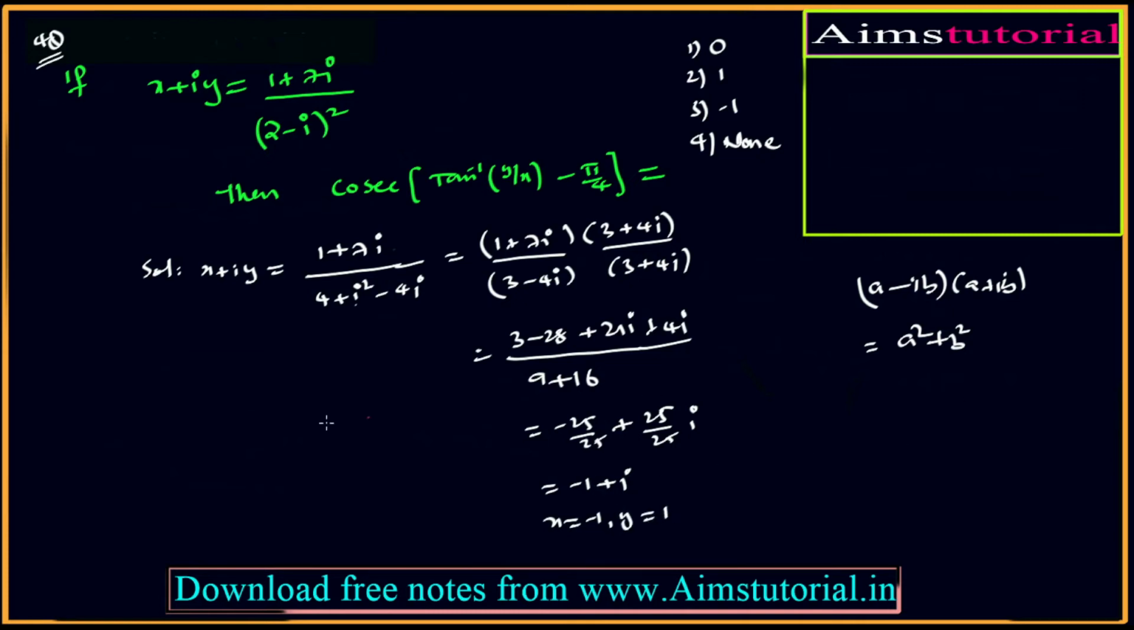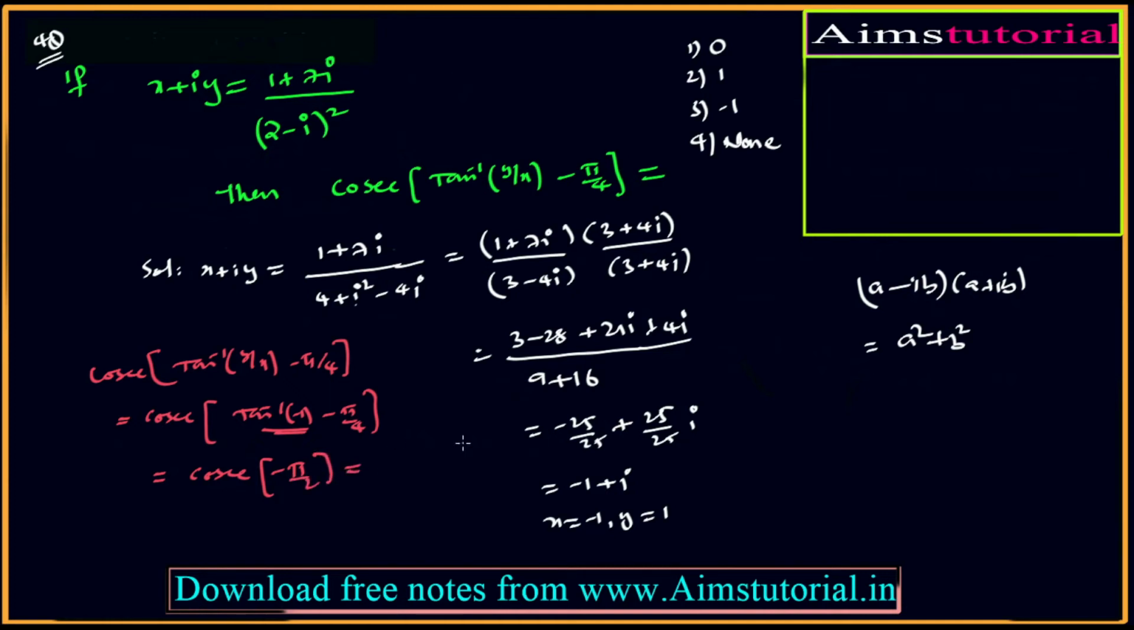Now we have to find cosec of tan inverse of y by x minus pi by 4. So this will become cosec of tan inverse of minus 1 minus pi by 4. Tan inverse of minus 1 is minus pi by 4, minus pi by 4. So minus pi by 4 minus pi by 4 is minus pi by 2. Cosec is an odd function, so it becomes minus cosec pi by 2, and cosec pi by 2, that is cosec 90, is 1. So the answer is minus 1.